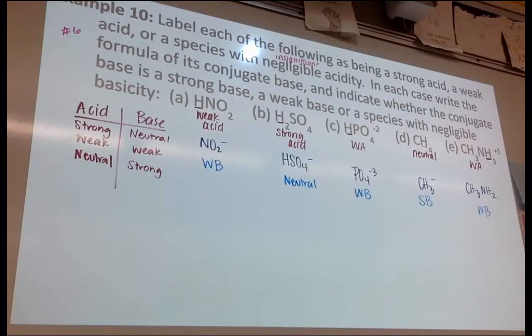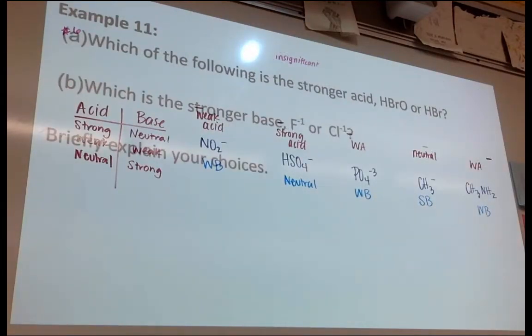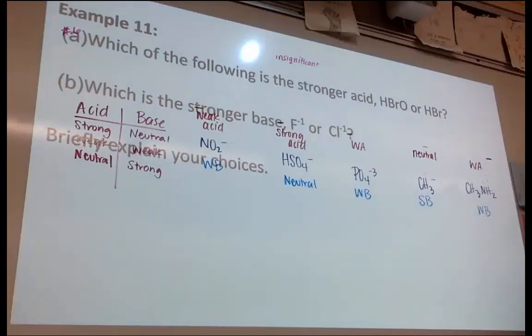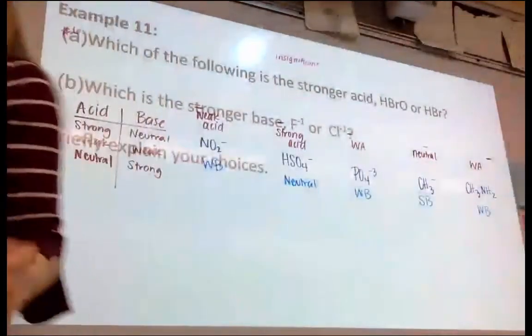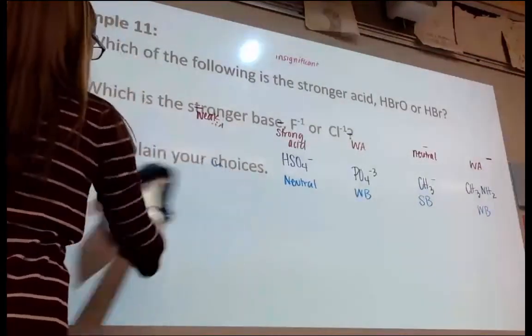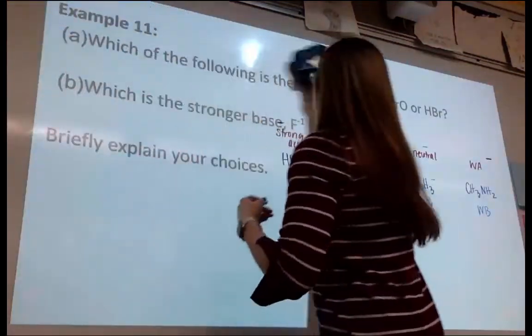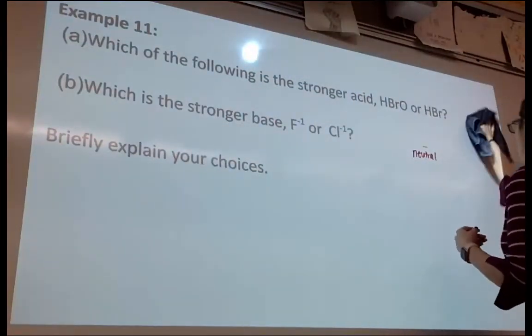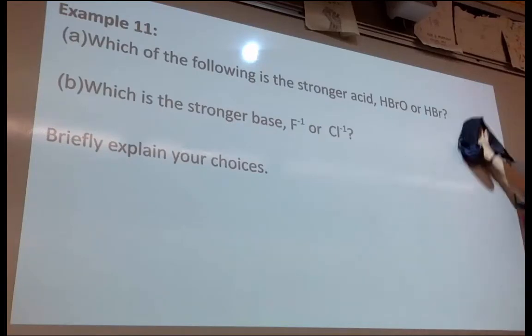So example 11 is another mastering question, and this is very similar to the mastering question. This is like mastering number 7. This has 2 parts. So we're looking at which one is the stronger acid and then which one is the stronger base. So again, we're looking at the strength of an acid and a base and what that means about conjugates. So if we take a look at part A, which of the following is the stronger acid?